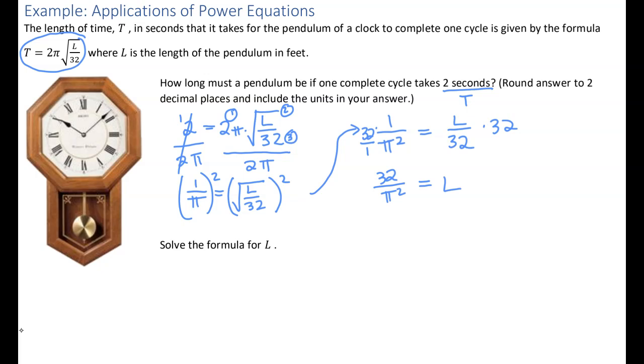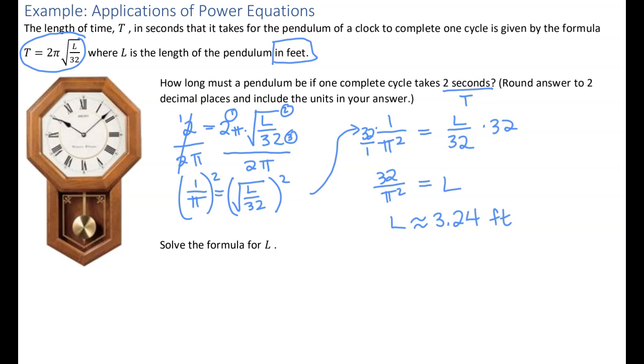So it's great to see that exact answer. Don't round on the steps along the way, but when you get to that final answer, an approximate would be great. For this one, I got L is approximately 3.24. And if we look back at our units, L was the length of the pendulum in feet, so that should be feet.